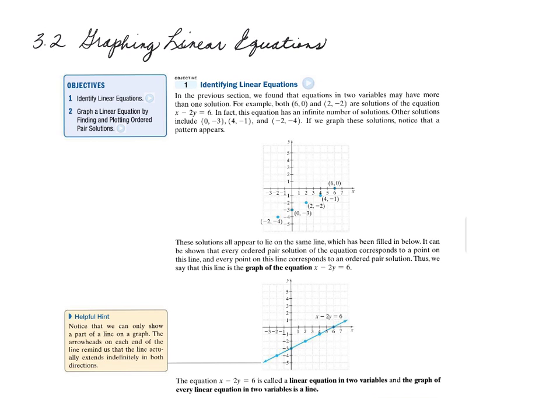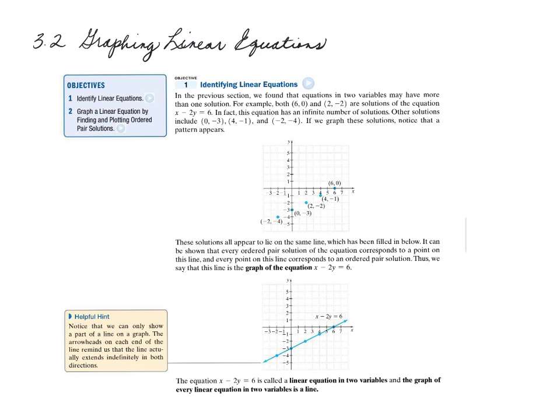All right, so the example that's given here in this objective 1 is the equation x minus 2y equals 6. And it says that both 6 comma 0 and 2 comma negative 2 are solutions to that equation. That means if you plug 6 in for x and 0 in for y, you're going to get a solution. If you plug 2 in for x and negative 2 in for y, you're going to see that it is a solution. But this equation has an infinite number of solutions.